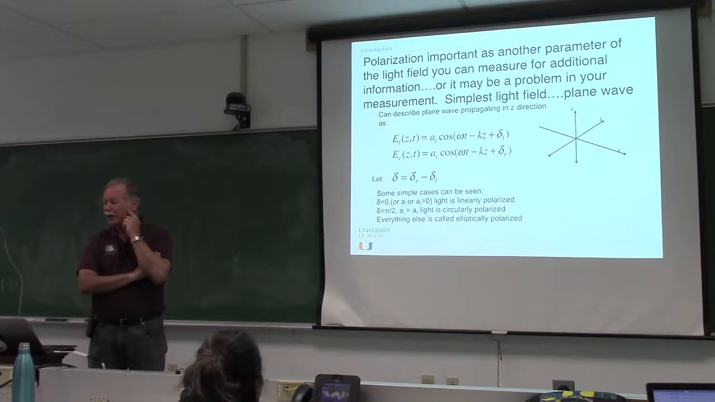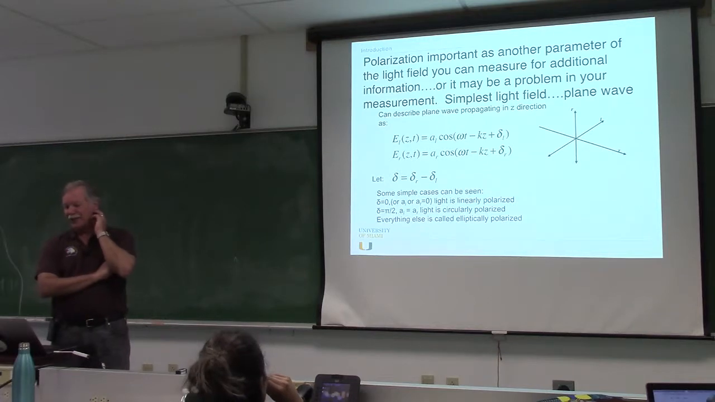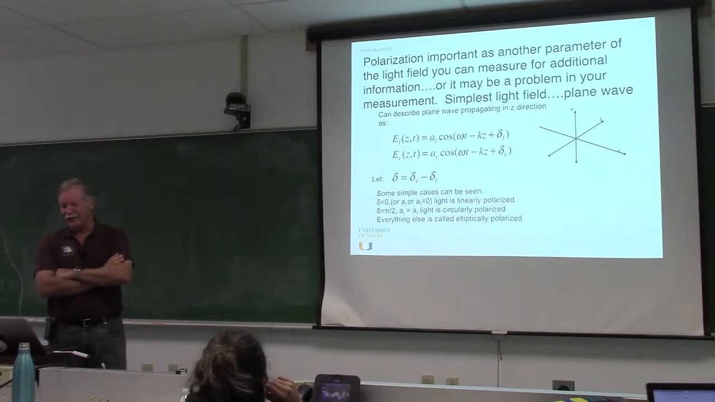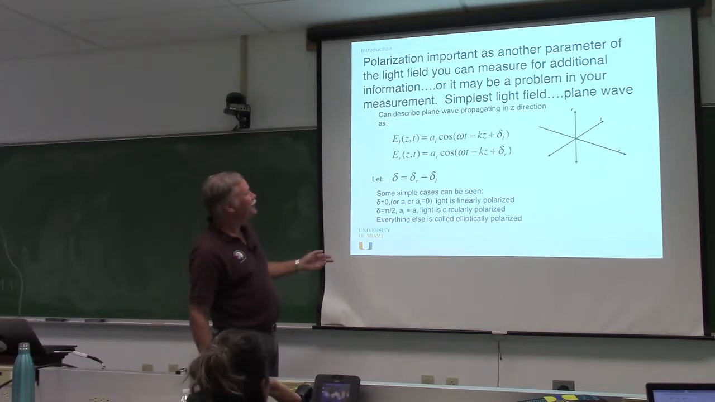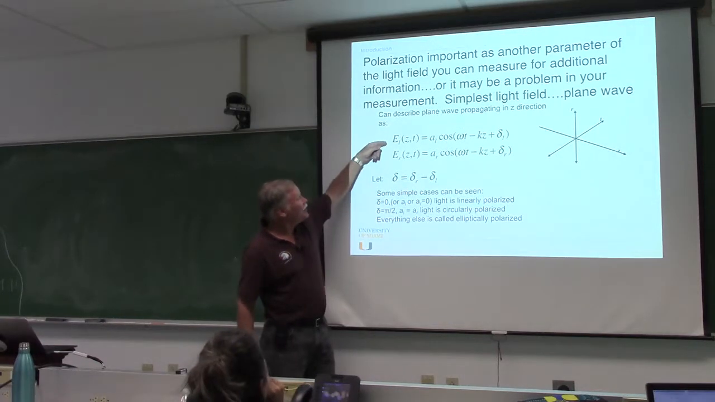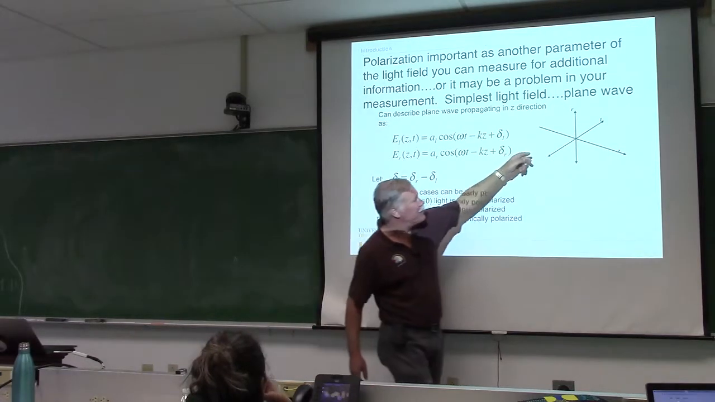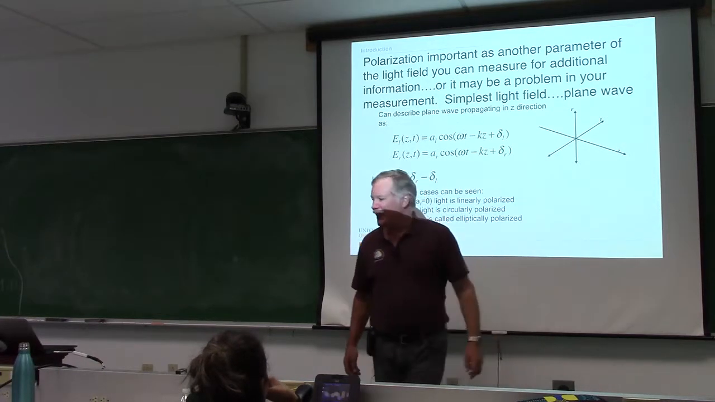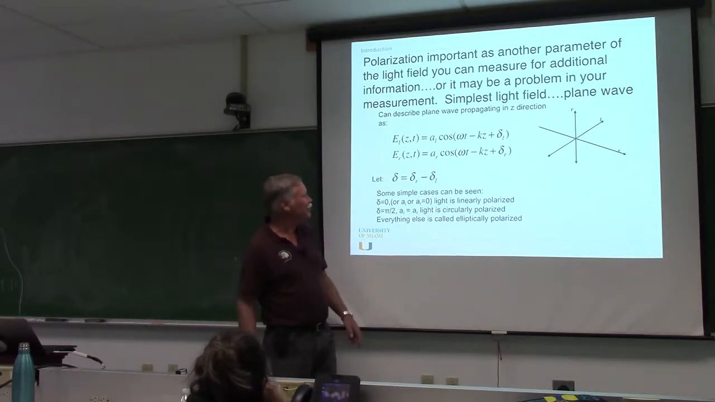Or it can also be a problem in your measurement if your instrument is polarization sensitive. If the light field is polarized, which skylight will be, and light in the water and the ocean will be, then you could be getting a measurement error because you're not taking this into account. So basically, the simplest light field we'll start with is a plane wave, and you can describe it in terms of an electric field along the L direction and an electric field along the R direction. Here's the coordinate system with the light propagating in this direction. And remember that light's a transverse wave, so the oscillations are occurring perpendicular to where it's moving.